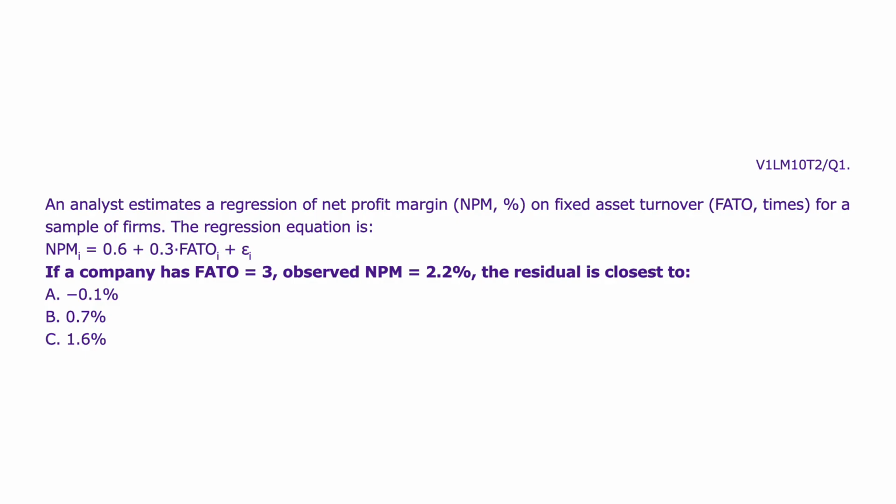An analyst estimates a regression of net profit margin, NPM (percent), on fixed asset turnover, FATO (times), for a sample of firms. The regression equation is NPM equals 0.6 plus 0.3 times FATO, plus error term. If a company has FATO equals 3, observed NPM equals 2.2%. The residual is closest to: A, negative 0.1%; B, 0.7%; C, 1.6%.